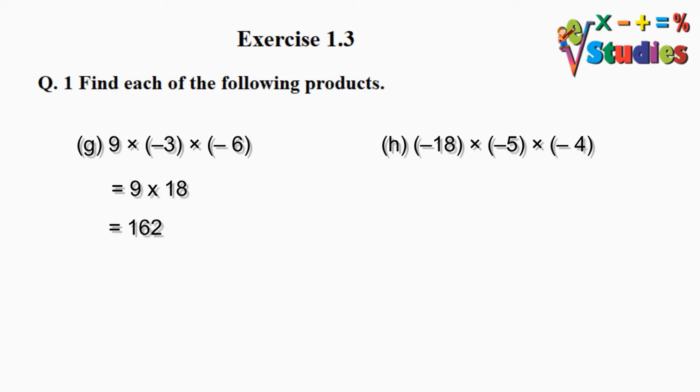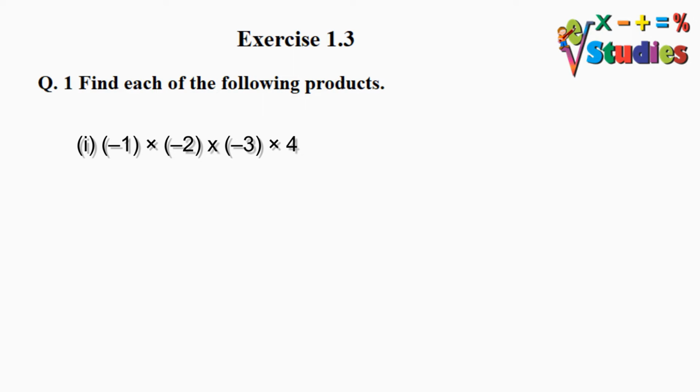Now let's move on to question number 1h. We have negative 18 multiplied by negative 5 multiplied by negative 4. Here all three integers are negative. First we multiply negative 5 with negative 4 and we get positive 20. Then we multiply positive 20 with negative 18 and we get negative 360. Again, one integer is positive and the other is negative, so we are getting a negative sign in the answer.